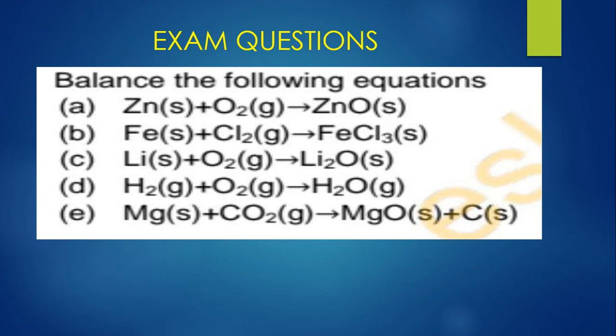And then we have this one, iron reacting with chlorine to form iron(III) chloride. We have this one, C, which is lithium metal reacting with oxygen to produce lithium oxide. I also have D, which is hydrogen reacting with oxygen to produce water. And we have E, which is magnesium reacting with carbon dioxide to produce magnesium oxide and carbon. So let's do it now one by one.